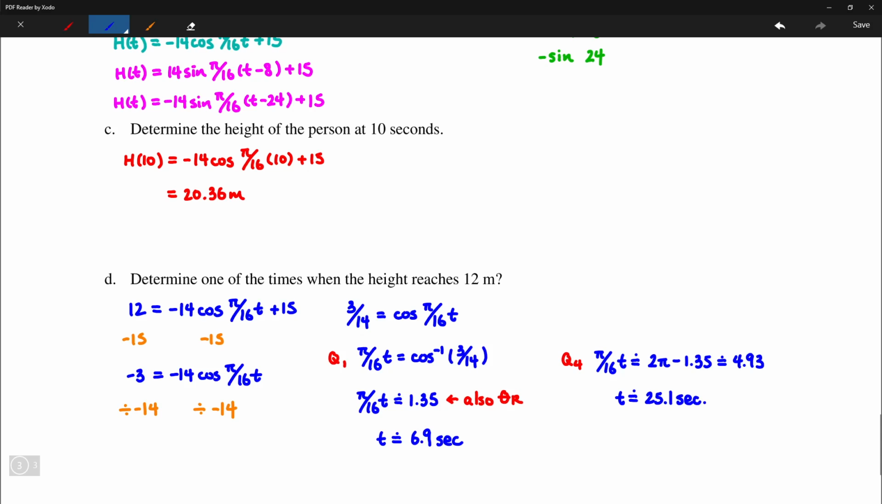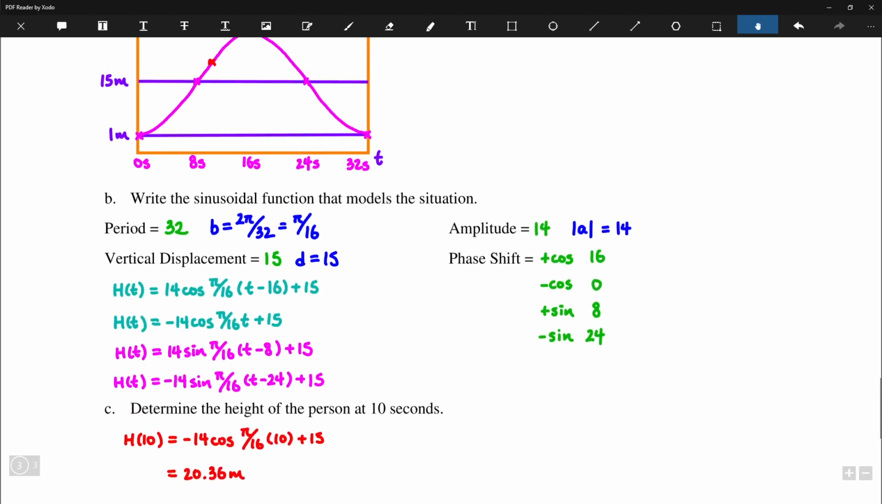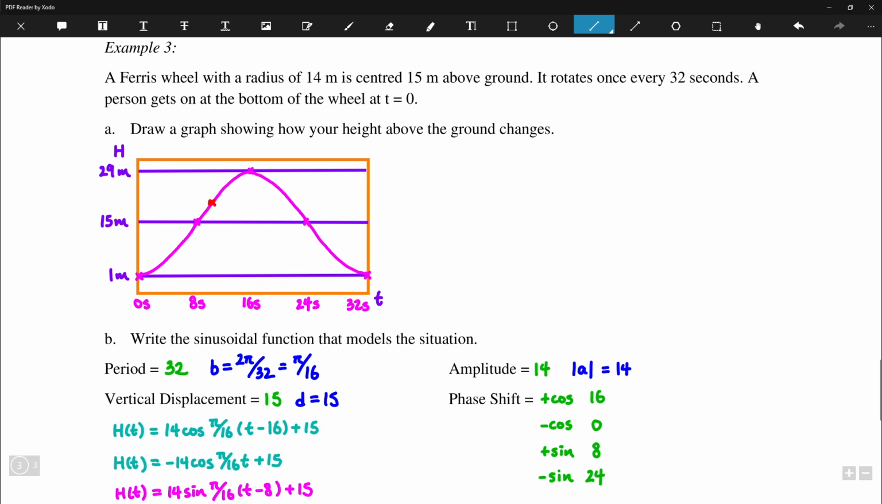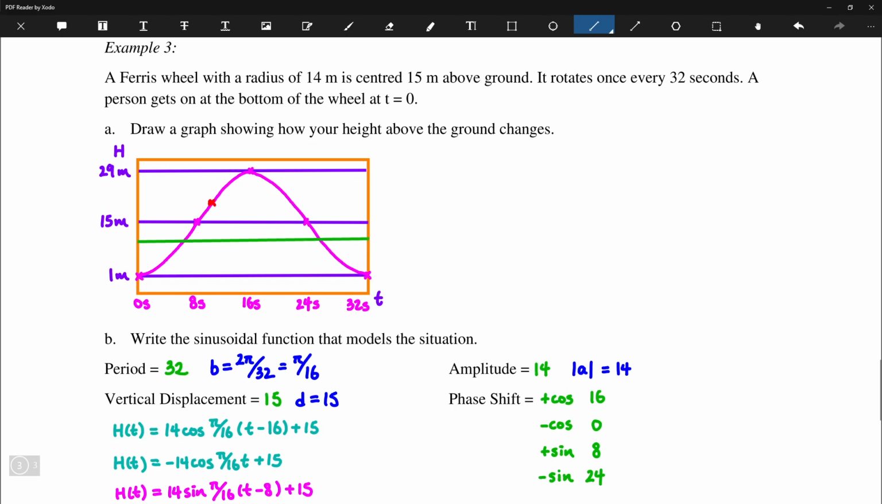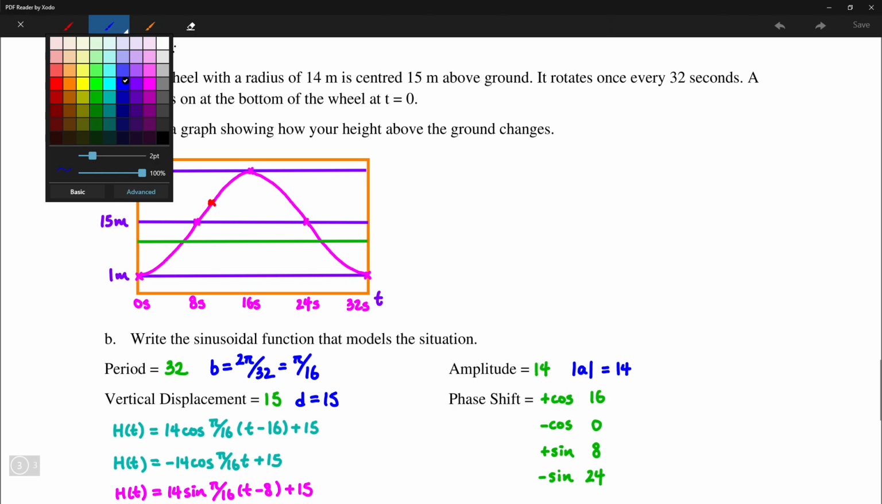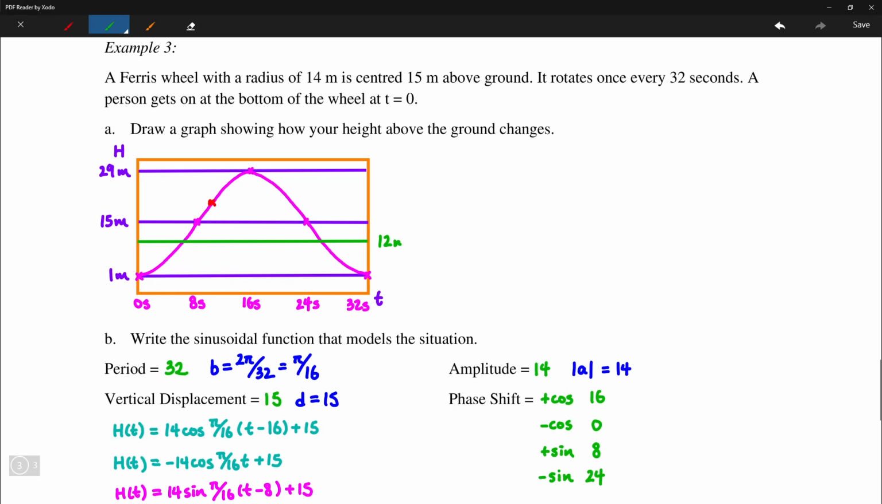And so within one cycle, let's just go back to the top. So think about what is happening here. What we essentially did was there is a line to be drawn here where the height of the Ferris wheel is 12 meters. And as we can see, it crosses the graph twice, once here and once on the right-hand side. And so what we found is that the first time it crosses is 6.9 seconds. And then on the other side, this is 25.1 seconds. So within one cycle, those two will be answers.